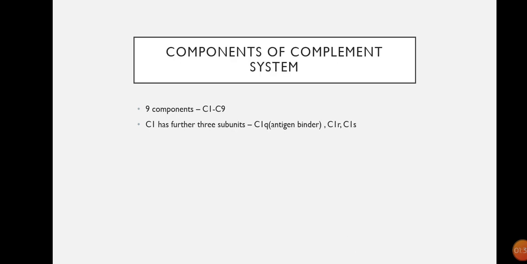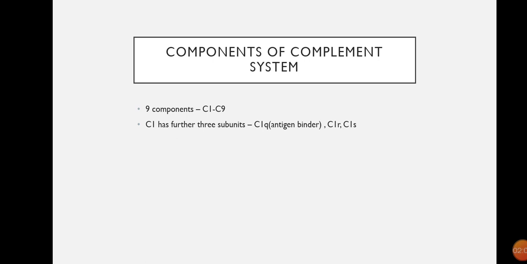Then we have the components of the complement system. We have nine components ranging from C1 to C9, named C1, C2, C3, C4, C5, C6, C7, C8, and C9 at the end. And in C1 and every component, C stands for complement, not component.